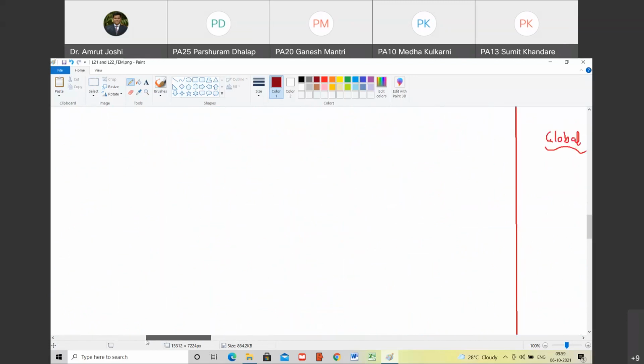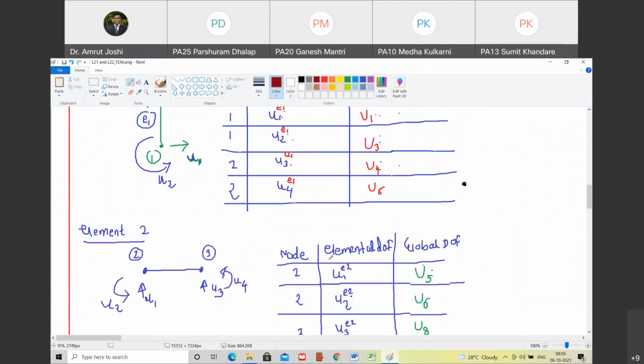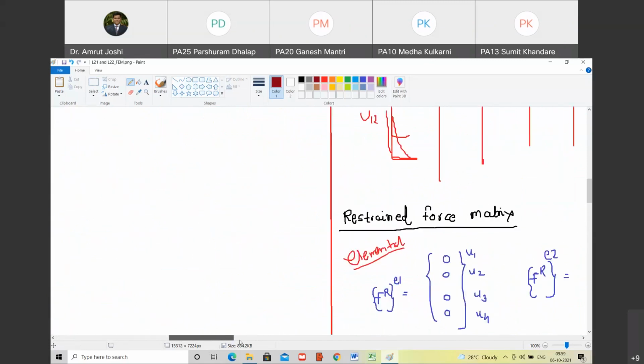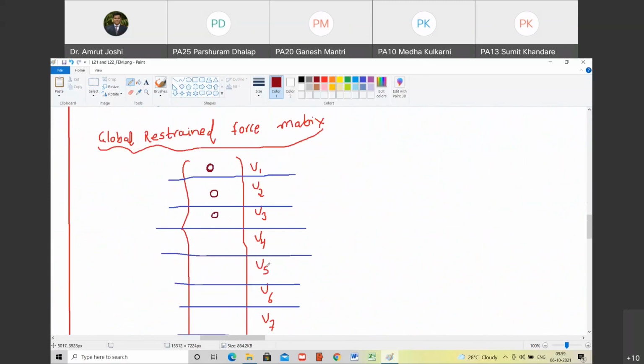Yes, sir. Look at U4. U4 is the part of which element? U4 is part of only first element, third degree of freedom. Happy? Yes, sir. Third degree of freedom. So it is going to be 0. Happy?